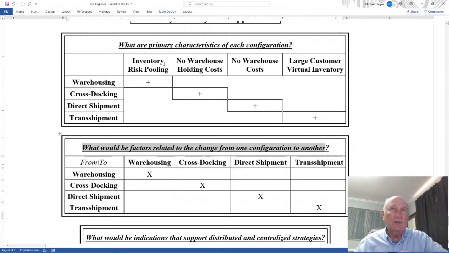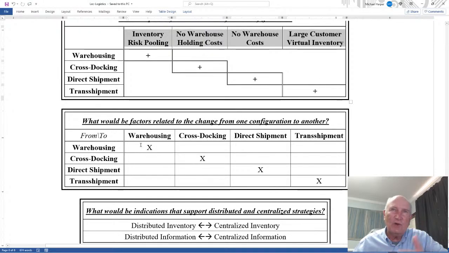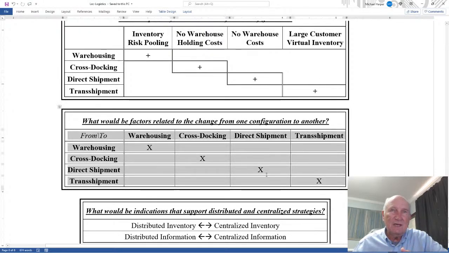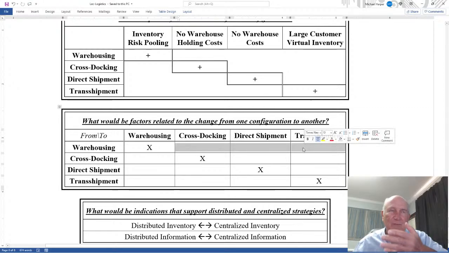Well, you start with these primary characteristics. When one becomes more important than another, you might want to think of a different kind of configuration. And so this is left open for application. There's no set answer here, from warehousing to cross-docking, warehousing to shipment. Each one of these really depends on the application, the industry, the company, the supply chain, the partners.